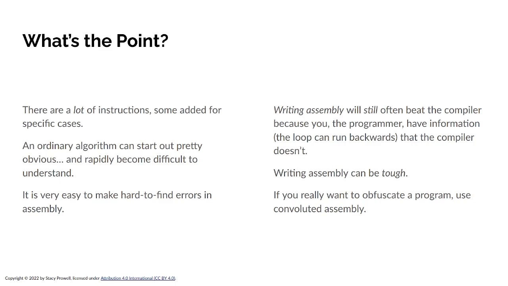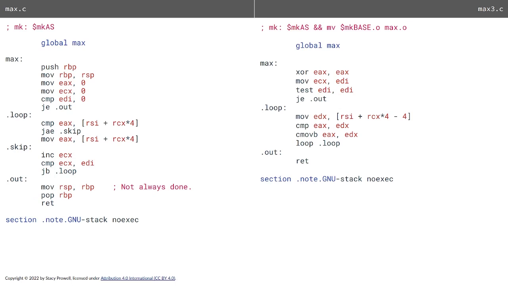The other thing to note is writing assembly will still often beat the compiler because you may have information the compiler doesn't. Okay? If you really want to obfuscate a program, convoluted assembly is a great way to do it. Here are 2 programs. This is the initial one we wrote to find the max of the list of integers. Here's the one we ended up with. So you should take a look at this, read through it, be sure you really understand what's going on in here, and just remember, this was sort of the obvious way to do it. This was the maybe less obvious way, but significantly faster. We really beat the C code with this.